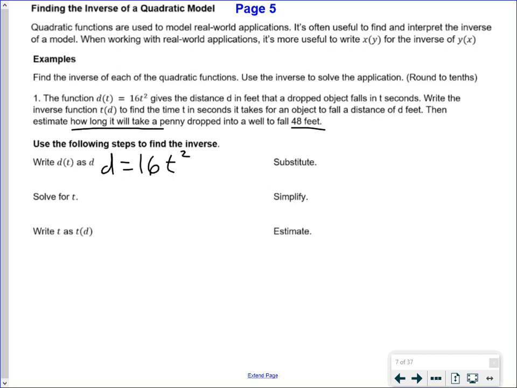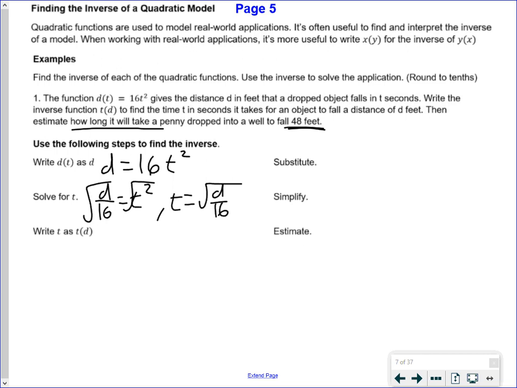We're asking how long it will take for a penny to be dropped into a well that's 48 feet. So we know the distance, but we need to figure out what our t is going to be. So that's why we're going to resolve it for t equals. We're going to divide by 16 on both sides. We get d over 16 equals t squared. Take the square root, and we get that t equals the square root of d over 16. So that's what t equals. That's how we figure out what our time is going to be when we're given our distance.